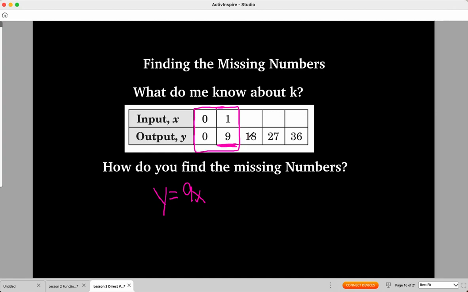Now, if I know a couple pieces here, if I know my output is 18, if I know 18 equals 9X, and I solve it, x has to be 2. If 27 equals 9x, what do I have to do? X is equal to 3. If 36 equals 9x, then my input would have been 4.